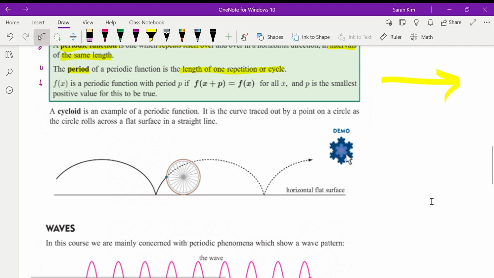A cycloid is an example of a periodic function. It is a curve traced out by a point on a circle as the circle rolls across a flat surface in a straight line.